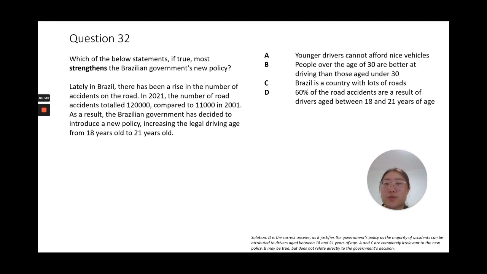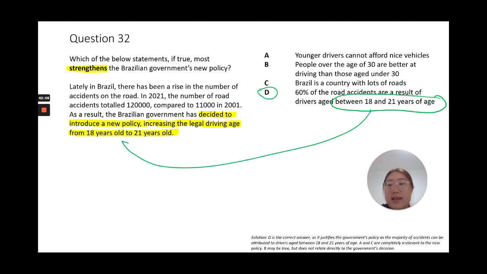32. Which strengthens the Brazilian government's new policy? What is the policy? The Brazilian government here, as a result, has decided to introduce a new policy, increasing the legal driving age from 18 years old to 21 years old. We want something that strengthens this, okay? Strengthen, makes it stronger, supports it. The answer here is D, okay? 60% of the road accidents are as a result of drivers aged between 18 and 21 years of age. This is really good because it directly links with this age policy, okay? The whole policy revolves around age.